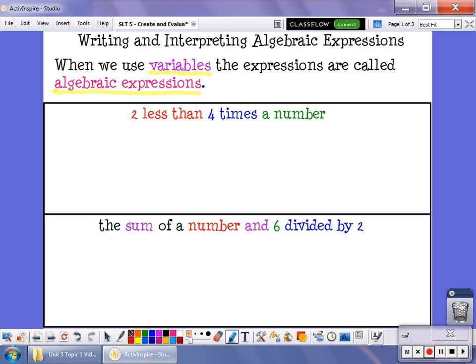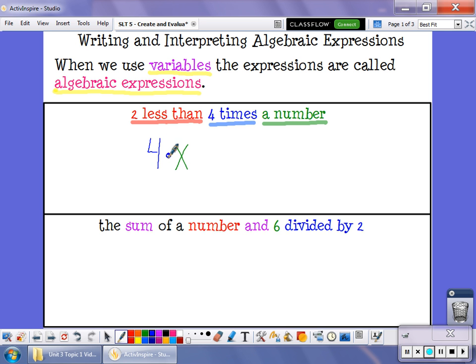So, for example, in this statement, I have 2 less than 4 times a number. Okay? I don't know what this number is. This number is my unknown. It's my variable. So I'm going to pick a letter to represent this number. So my x is this number. And I want 4 times that number. So I'm going to do 4 times x.